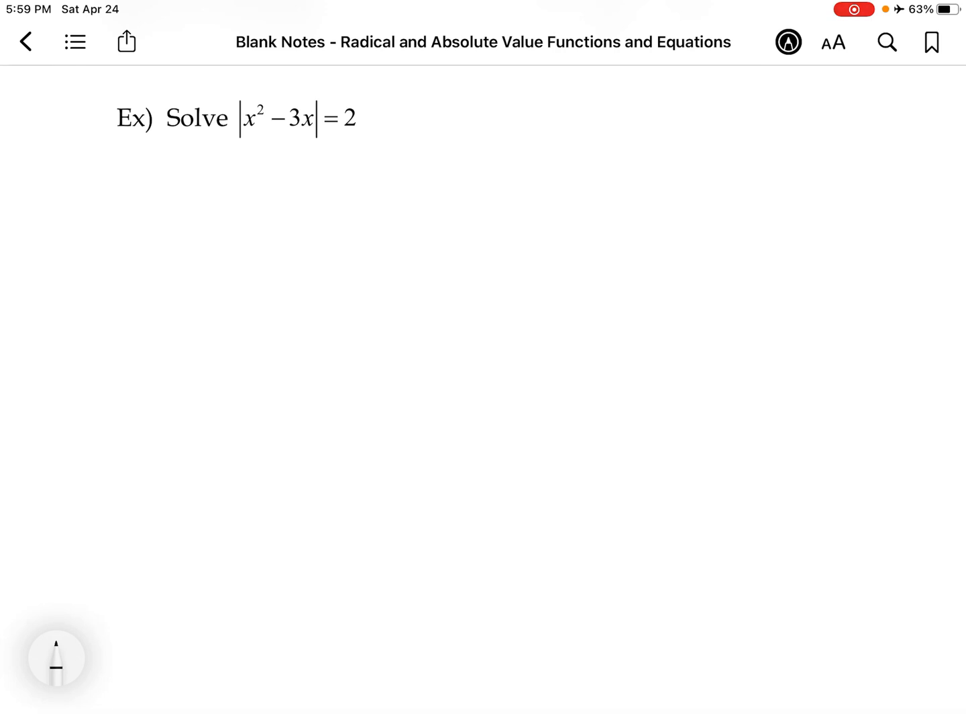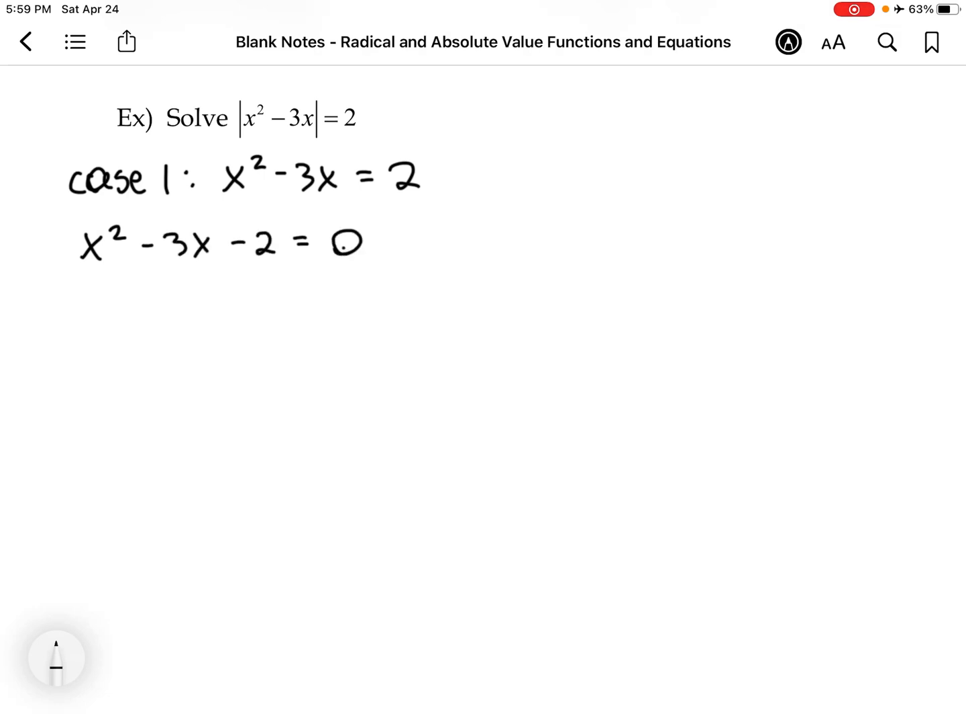Okay, so we've got the absolute value of x squared minus 3x equals 2. So here we have two cases. Case 1 is that the expression within the absolute value symbols is positive. And in that case, x squared minus 3x is going to equal 2. Now, this is a quadratic equation, so we have to solve this. And to solve this, we're going to set it equal to 0. So we're going to get x squared minus 3x minus 2 equals 0.